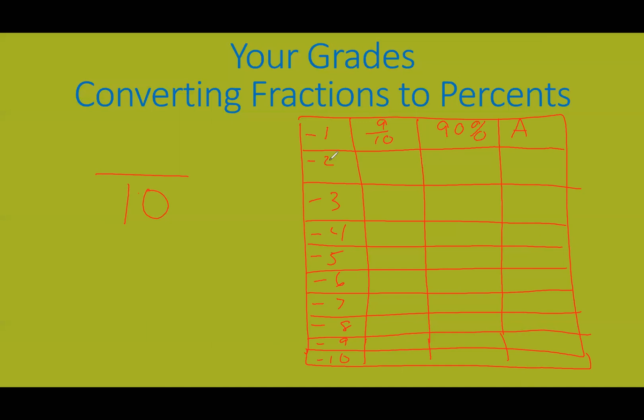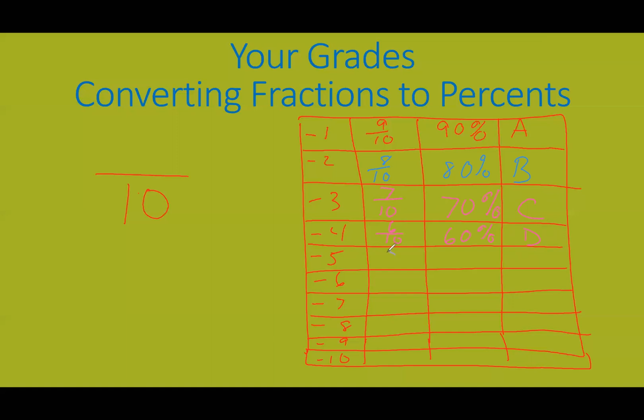If I got 2 wrong, that means the number correct is 8 out of 10. And that means if it's 8 out of 10, it's 80 out of 100. It's an 80%, which is a B. If I got 3 wrong, that means I got 7 right, because 7 plus 3 is 10. 7/10 is 70 hundredths, which is a C. -4. So if I got 10 minus 4, I'm going to have 6/10, which is a 60%, because it's 6 hundredths. That's a D.